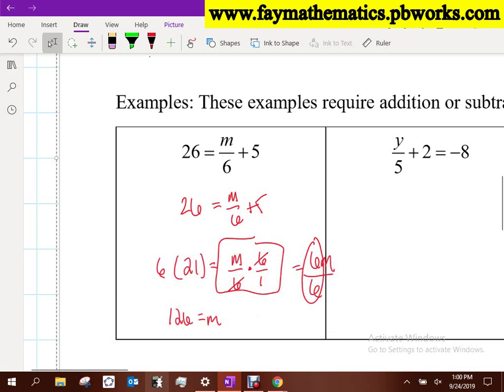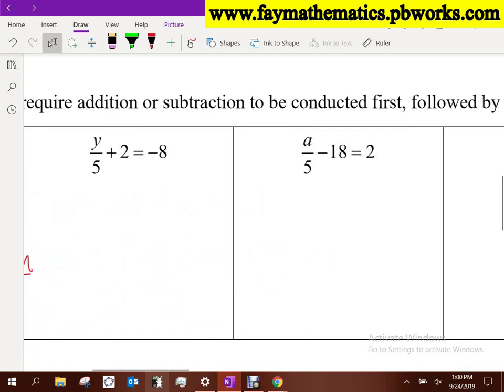So yes, that's fine. If we do this next one, y over 5 plus 2 equals -8. Y over 5 plus 2 equals -8. What do you want to do first? Boston? Subtract 2. Okay. Minus 2, minus 2. Okay, because the variable part needs to stay put, right? And we'll get y over 5 is equal to -10. -8 minus 2 is -10. Okay?